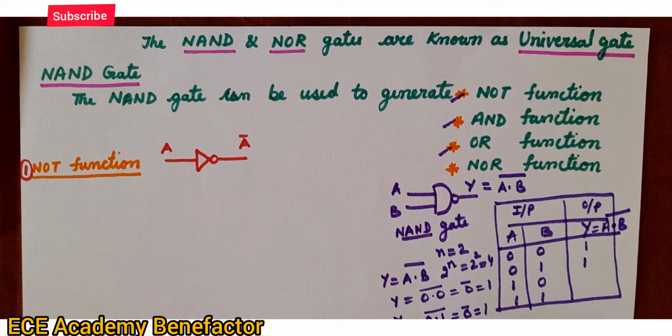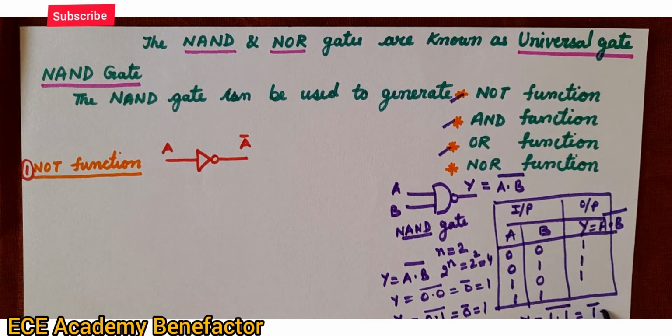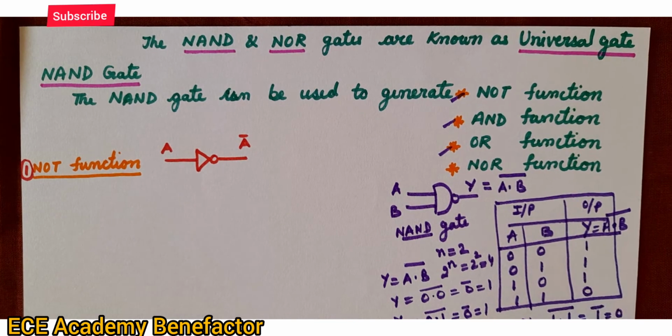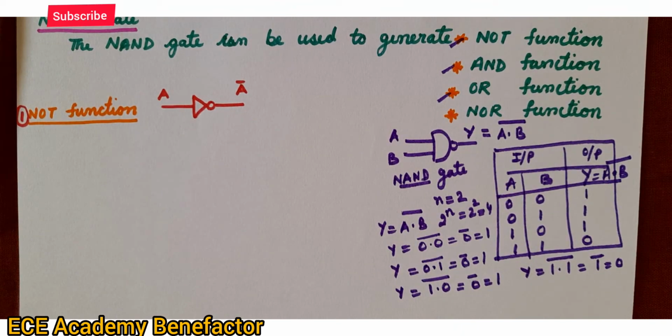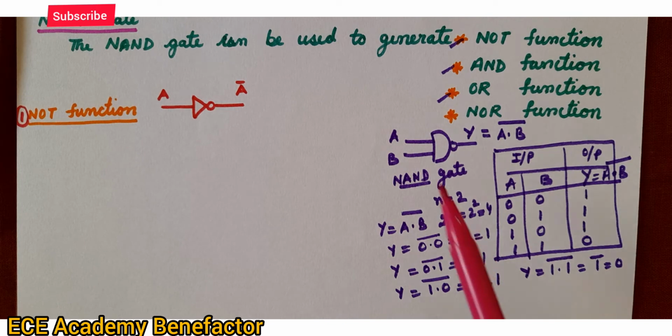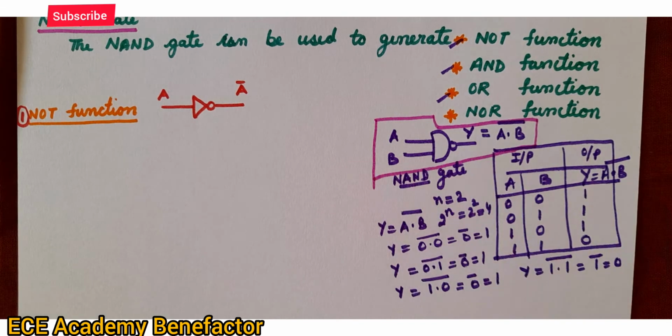Output is 1. When the input is 1 0, 1 dot 0 is 0. 0 the whole bar is equal to 1. So the output is 1. When the input is 1 1, Y is equal to 1 dot 1 the whole bar. 1 dot 1 is 1. 1 bar is equal to 0. Okay. So this is the truth table of NAND gate. Okay. So what is the symbol for NAND gate? This is the symbol, A dot B the whole bar is the expression and this one is the truth table.